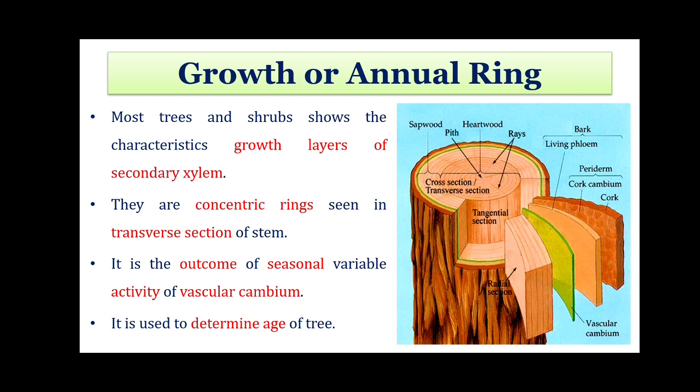In this image you can see various layers which are present in the stem, and they are the concentric rings. You can see bark and the periderm and its various components.